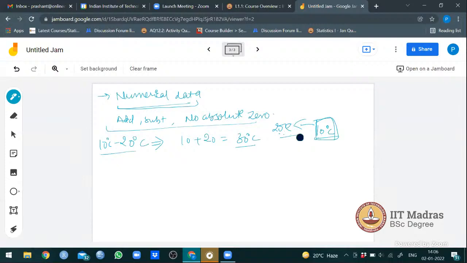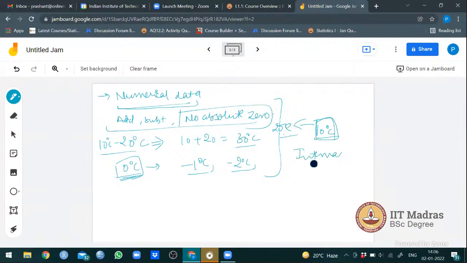No absolute zero means, suppose I say 0 degrees Celsius, that doesn't mean there is an absence of temperature. There is some temperature, and it can also be minus 1 degree Celsius, minus 2 degrees Celsius. So as a simple trick, you can remember, if values can go negative, then it will be in the interval scale.